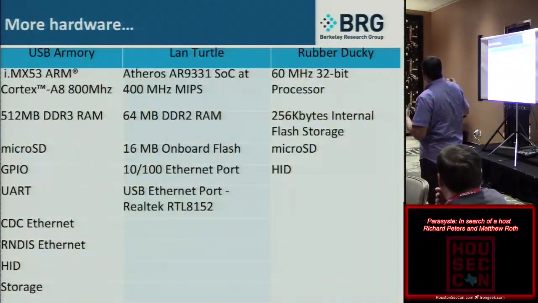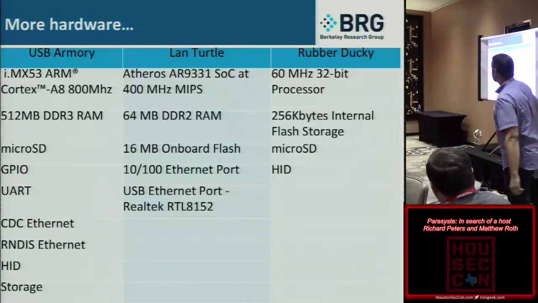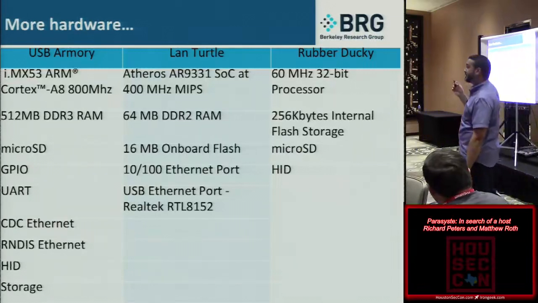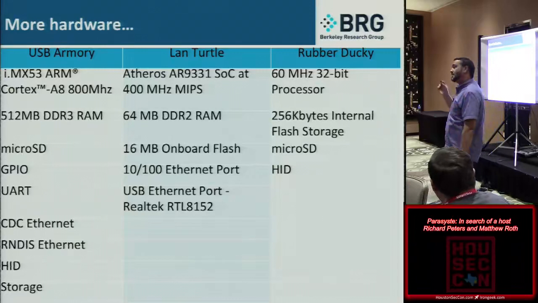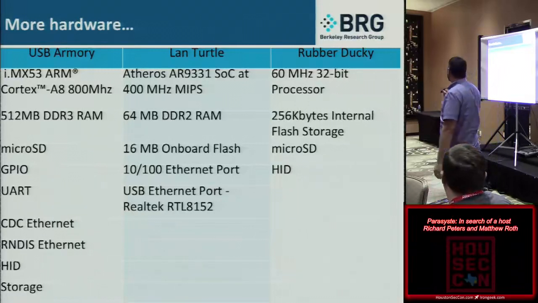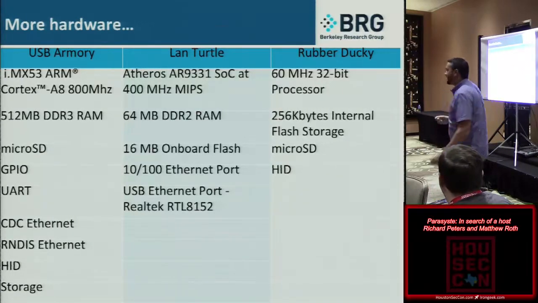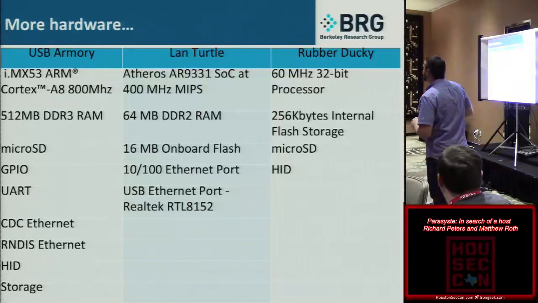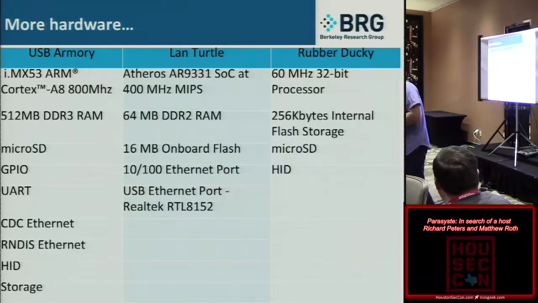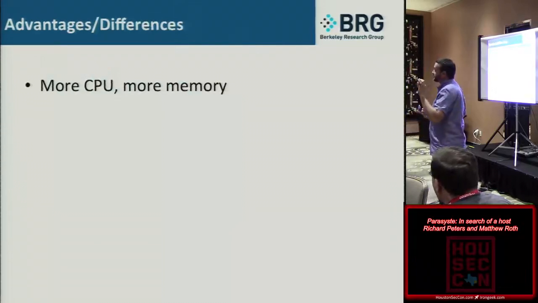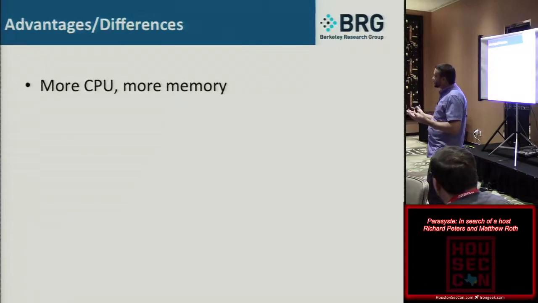So just to go over the differences in hardware, and it's probably hard to see because it's a little bit small, the USB Armory has an ARM Cortex-A8 800 megahertz processor. You've got 512 megs of RAM, which is a fair amount of RAM. Micro SD, and you can read about the goodies on it. The LAN Turtle and the Rubber Ducky are very, very low scale power from a CPU perspective, and very, very low storage. They do have micro SD on the Rubber Ducky. This one's $130, so it's the most expensive of the three. I think the LAN Turtle is $50, and I don't remember how much the Rubber Ducky is.